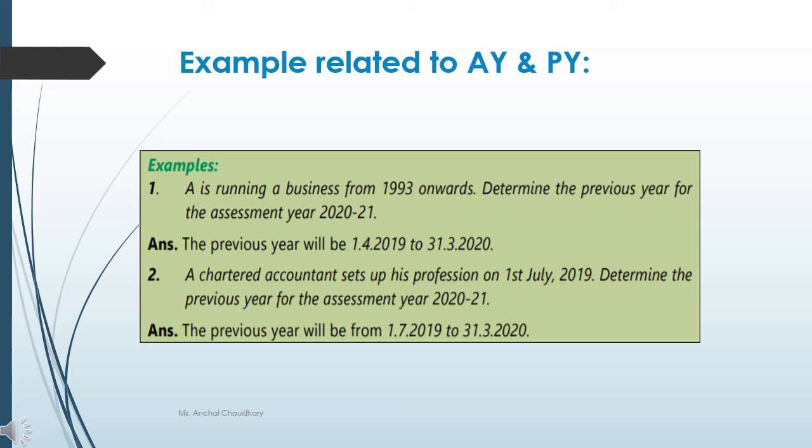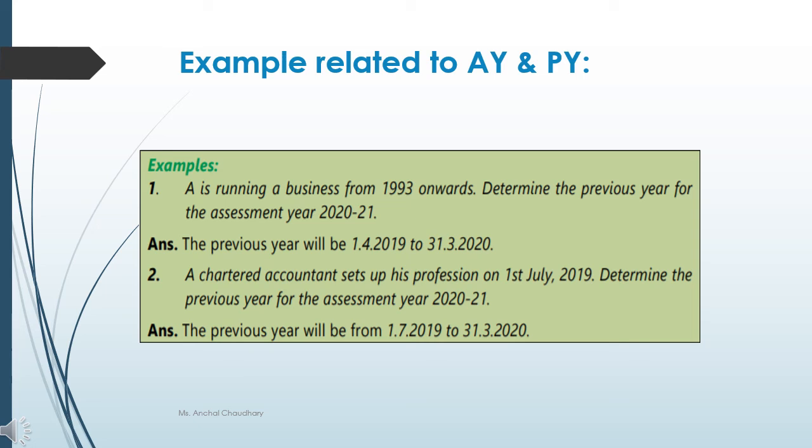So when a business starts, if it is started in your previous year itself, then from the time the business has started, you will consider your previous year. If your business has not started earlier, how will you consider it as your previous year, right? So here your previous year will start from 1st July 2019 to 31st March 2020.